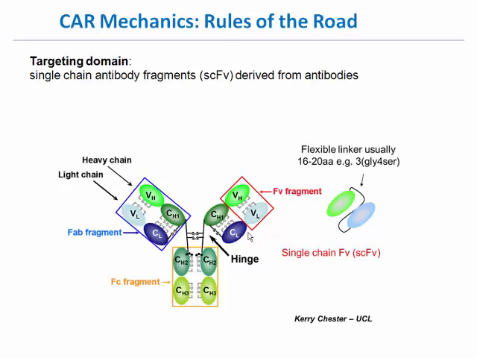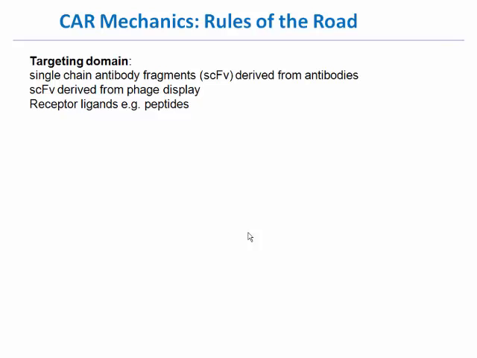So the targeting domain is primarily derived from single-chain antibody fragments, as Sebastian mentioned just now, which is basically the heavy and light chains taken from an antibody and fused, expressed with a short 16 to 20 amino acid linker. And so this single chain maintains the same specificity as that of the original antibody from which it's derived, the advantage being the small size and ease of expression. However, we're also using single chains derived from phage display, and other ligands work well as well. So, for example, receptor ligands or peptides fused on the end of a CAR also allow the T cell to recognise and target those particular targets.